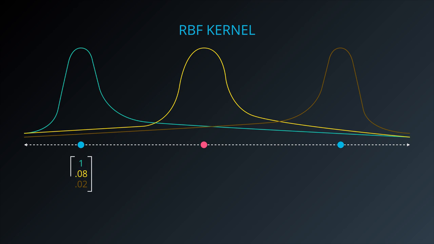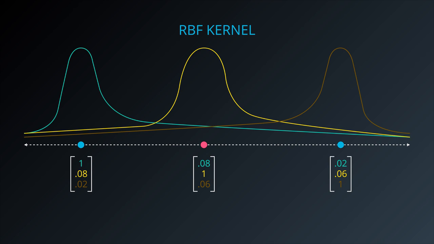For the first point, we have that the green mountain is at height 1, since we constructed the mountain precisely to peak at that point. The other two heights are small, since the yellow and the brown mountains are pretty low at this point. So let's say they're 0.08 and 0.02. Then we do the same thing with the second point and with the third point.